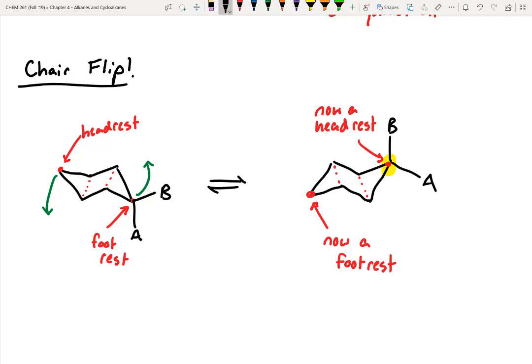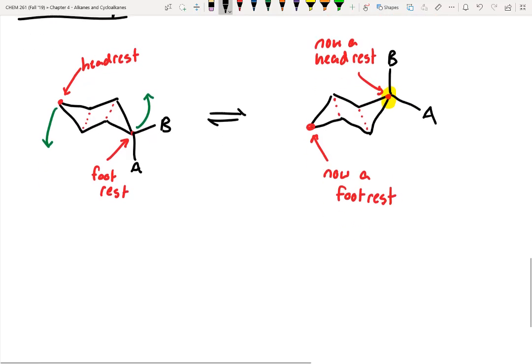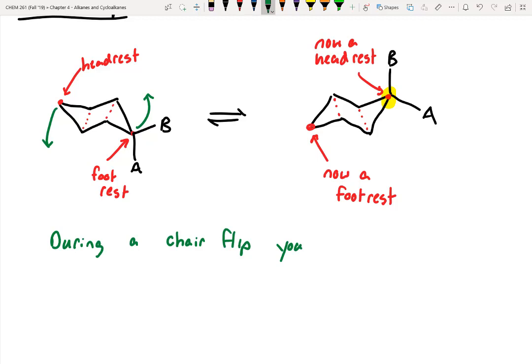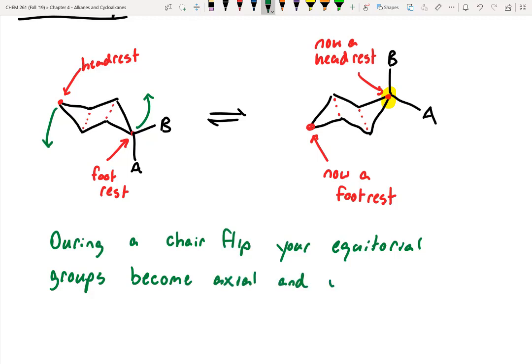So let's make a note here that during a chair flip, your equatorial groups become axial and vice versa, meaning your axial groups become equatorial. Now we got to do something that's a little bit more challenging. So bear with me.